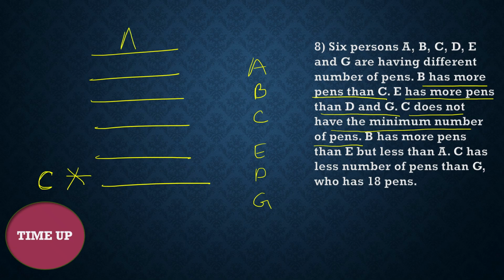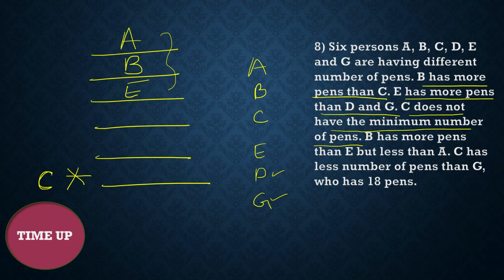A will be here, B will be here. Correct? Then you will have E because E has more pens than D and G, they have said. E will be here. Correct? D and G. C does not have, okay. B has more pens than E but less than A. So this is the correct arrangement.